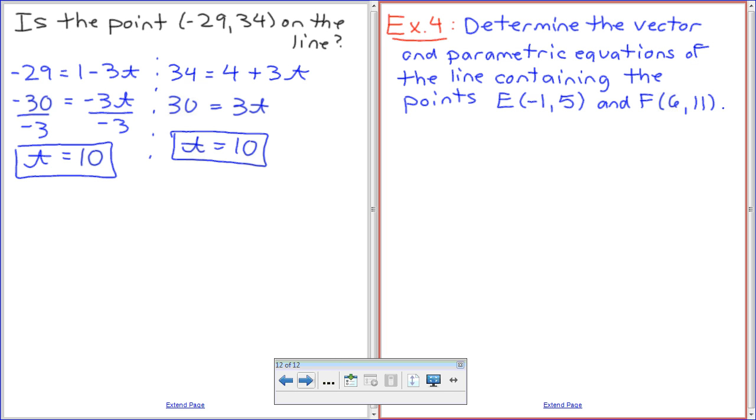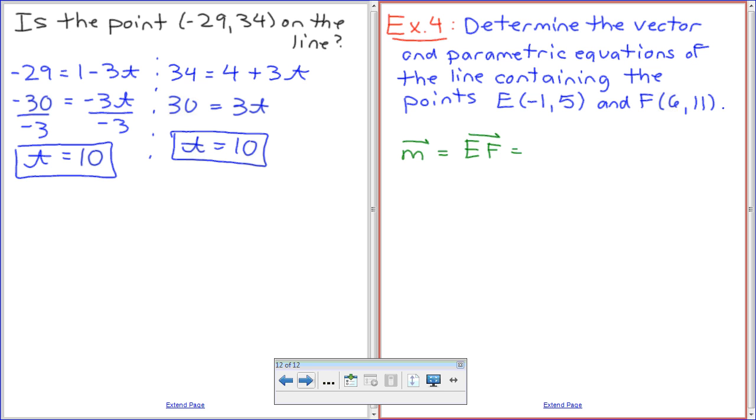Okay, so here we go. To determine the line, back from the beginning, we said we needed either 2 points or a point and a slope to make these things. We've already done the point and the slope one. This one's 2 points. So what we're going to do is we're going to make a slope for this one. I'm going to say vector M is going to be EF.